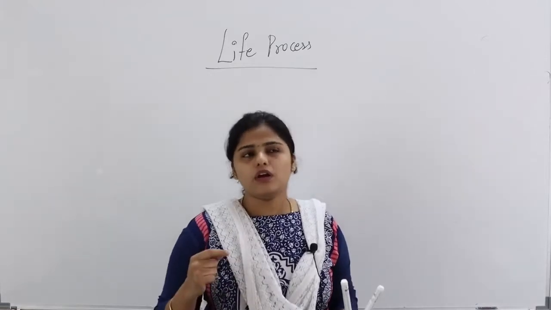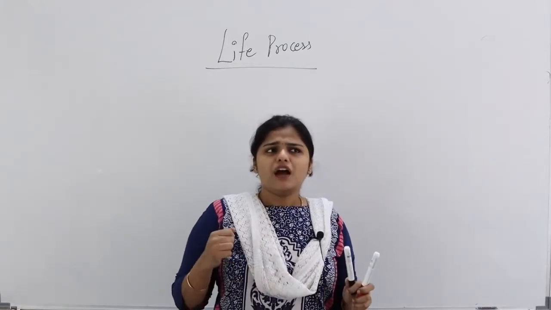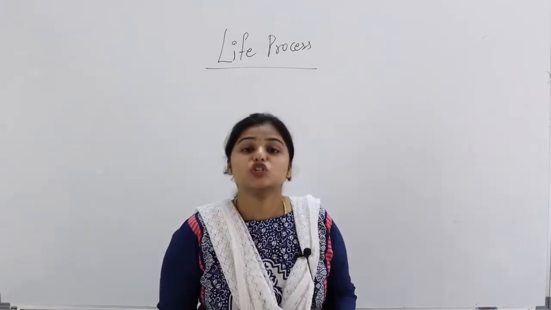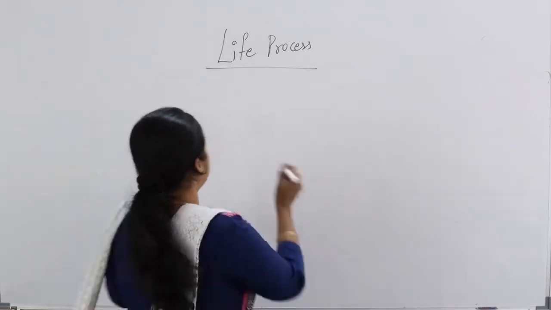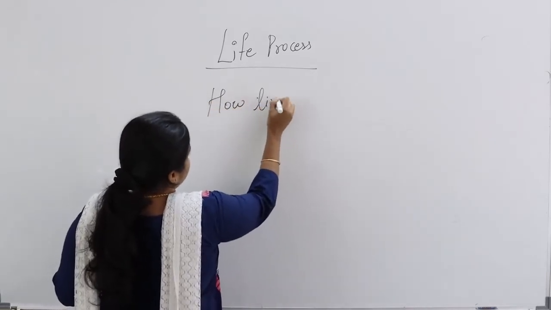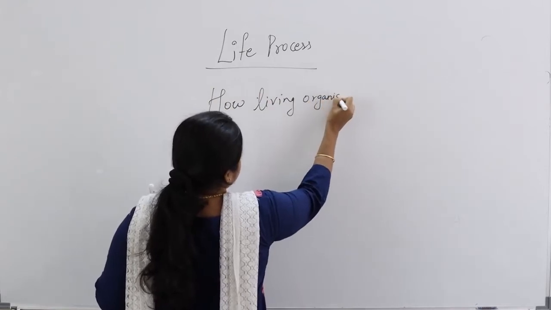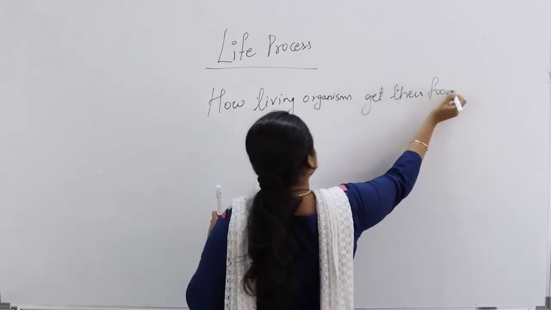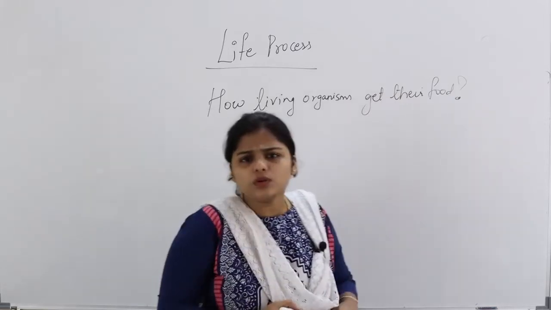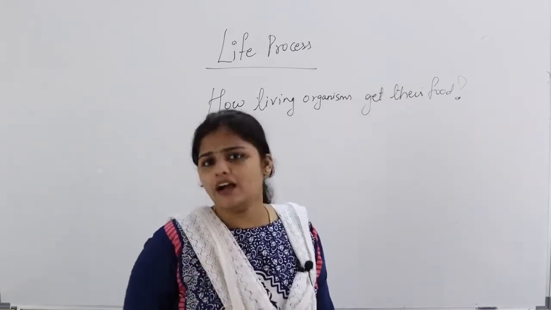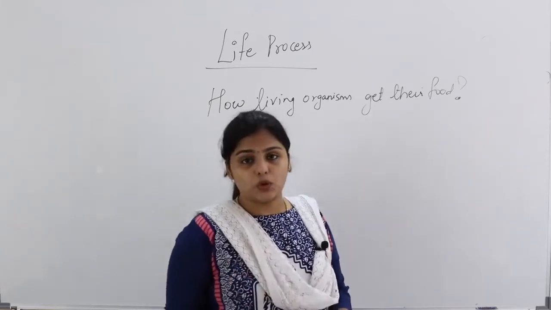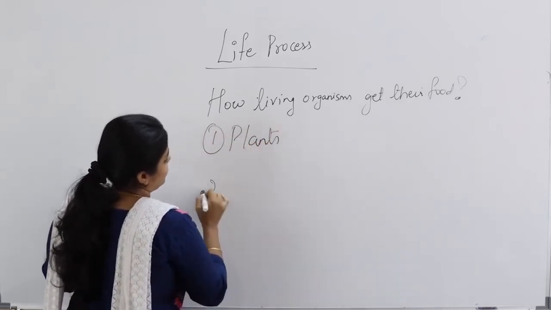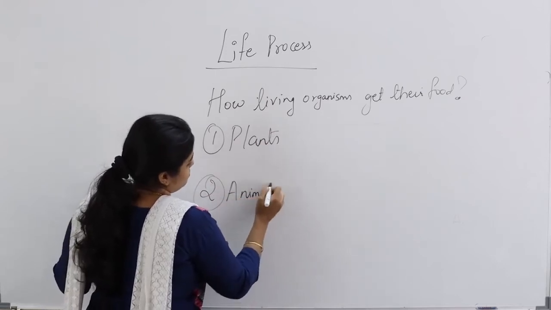Like I explained to you all about nutrition and its types. Now the next part of our chapter is, how do you think these organisms are going to get their food? So our next topic for this chapter is how living organisms get their food. It's a question mark because we don't know how the organisms are going to get their food. We are going to talk about two kinds of organisms. First is plants, and second we are going to talk about animals.